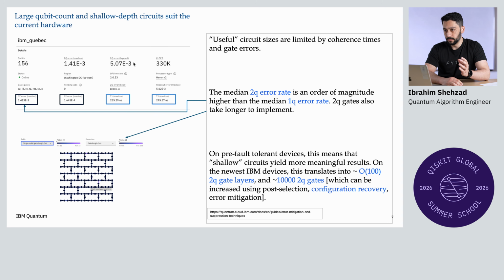Now let's distill all of this. What this effectively means is that on current devices, while we can certainly run circuits involving hundreds of qubits, in terms of depth, it is the shallow circuits that yield the best results. And what this translates into concretely is order 100 layers of 2-qubit gates and around 10,000 2-qubit gates that can be effectively implemented on the current hardware on most of the IBM QPUs. Actually, on all of them, I would say.